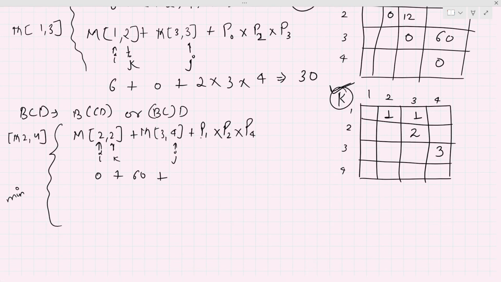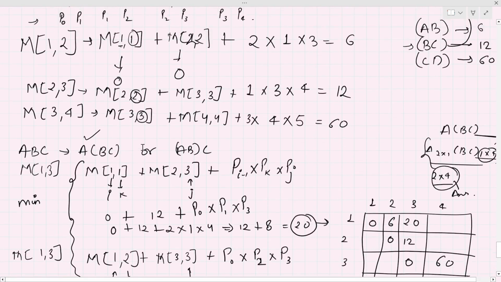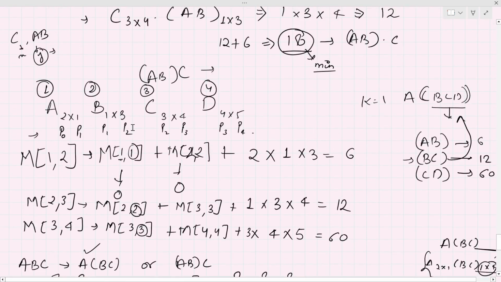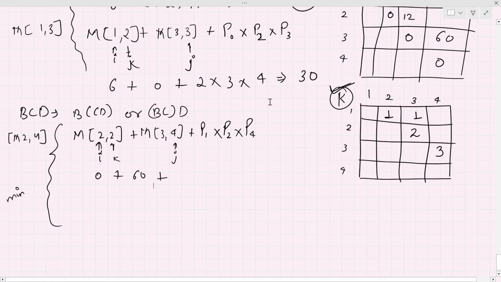Add P1, P2 and P4. What are their values? The value of P1 is 1, P2 is 3 and P4 is 5. So we have to multiply 1, 3 and 5. What's the result? 5 times 3 is 15. 15 added to 60 gives 75.